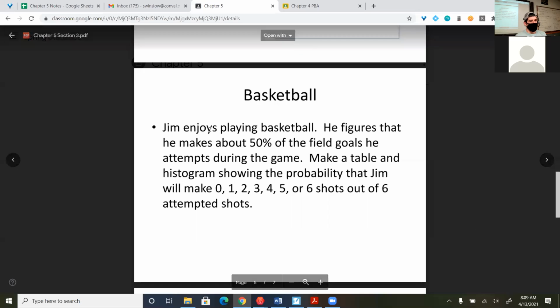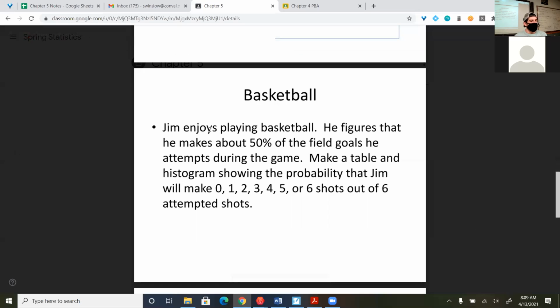He enjoys playing ball, and he figures that he makes about 50% of his field goals that he attempts during a game. Make a table and a histogram showing the probability that Jim will make 0, 1, 2, 3, 4, 5, or 6 shots out of 6 attempted shots.